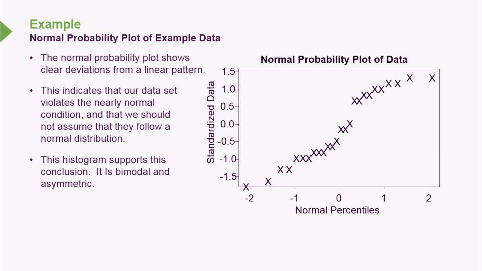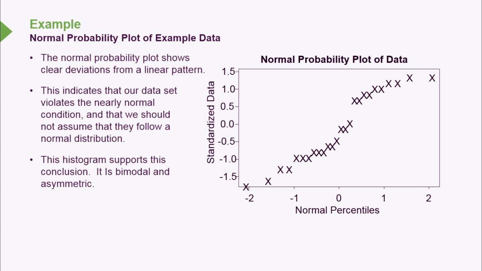So we have clear deviations in this plot from a linear pattern, right? We have kind of a curvature to the plot. So what this indicates is that our data set violates the nearly normal condition. And so we shouldn't assume that they follow a normal distribution. The histogram that we looked at earlier, remember it was bimodal and asymmetric? So that supports the conclusion that we get from the normal probability plot.